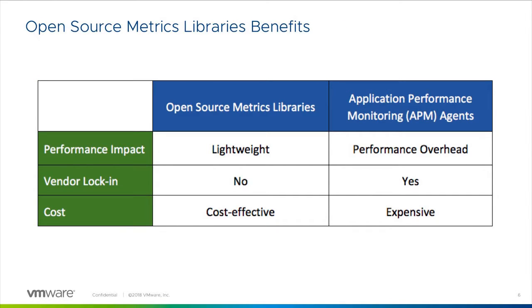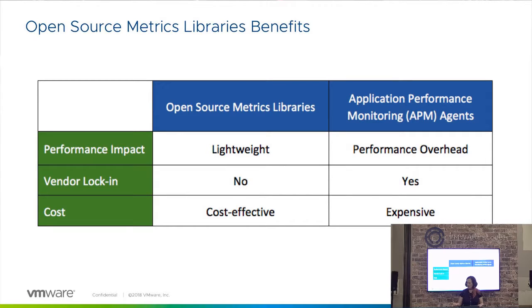Regarding how you can do instrumentation of your code, you can use open source metrics libraries, and when you look at their benefits against, for instance, application performance monitoring tools, they are very lightweight. They don't influence your application performance, so this is a big plus. The second plus is that you don't have vendor lock-in. You can go for any monitoring tool that you want to use, and in the case of APMs, you have to use that particular tool. And finally, costs, because open source libraries are free, while APMs, I think, charge from $200 to $400 per agent. So that adds up.